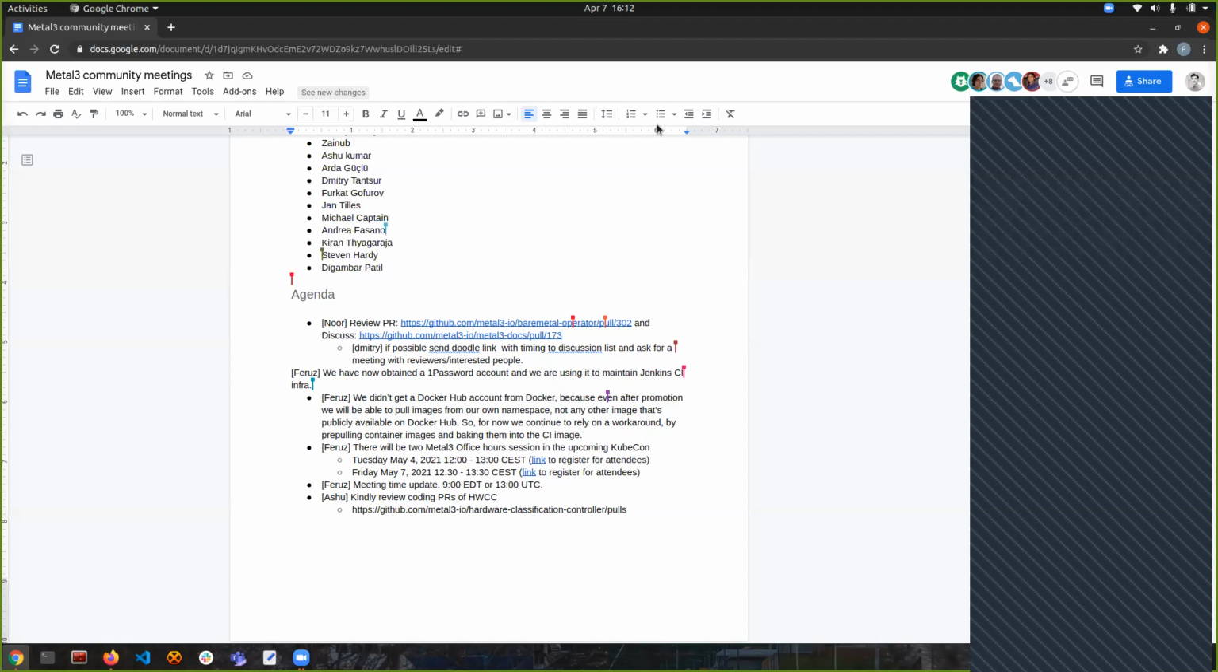Right now we're continuing to rely on our workaround, which is pre-pulling the container images once every day, I think, and then baking them into the CI operating system, and then using that image in every CI that is triggered across the whole Metalcube GitHub repo. So yep, this was the second update. Any questions or comments on this? Okay, if no, then I'll just move on.